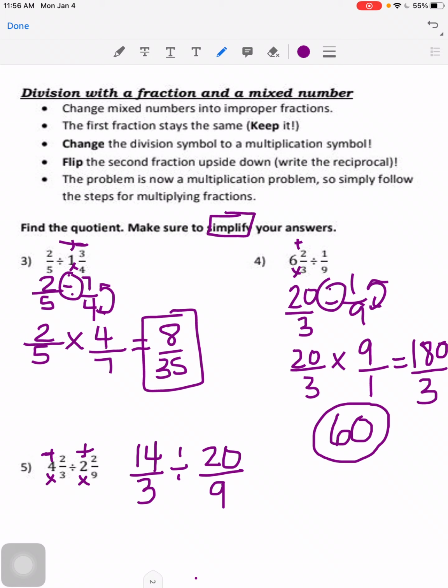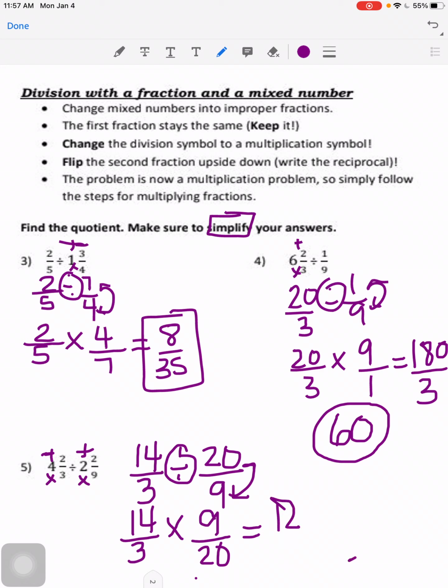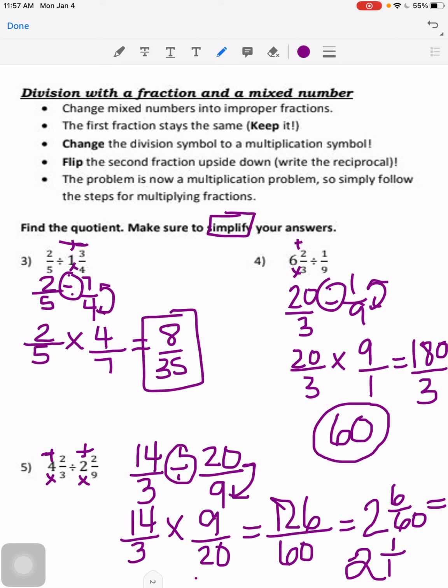So we keep our 14 over 3. We change division to multiplication. And we flip our second fraction. So we get 9 over 20. All right, multiplying fractions. 14 times 9 is 126 over 3 times 20, which is 60. And that goes in 2 times with 6 left over. Then we simplify it. So we get 2 and 1/10. All right, so our answer is 2 and 1/10.